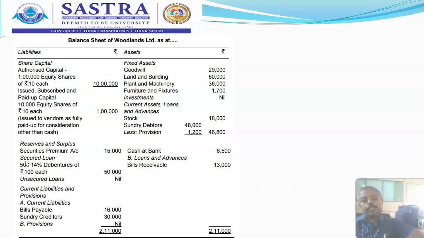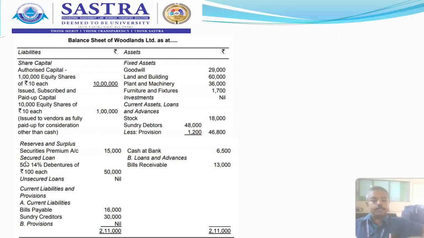The next is secured loan. What is the secured loan? They have 5.5% debentures at rupees 100 each. So the secured loan is the only item they have, that is debentures, rupees 50,000. Next is unsecured loan. We don't have any unsecured loan as of now. Then current liabilities. We have two current liabilities: one is bills payable and the other is sundry creditors, which have been taken over from AB and Co as they are. So 16,000 and 30,000.